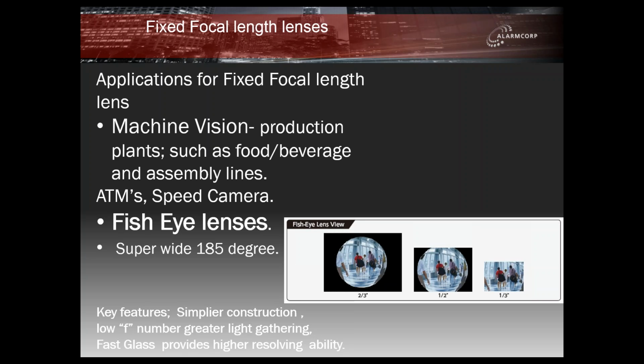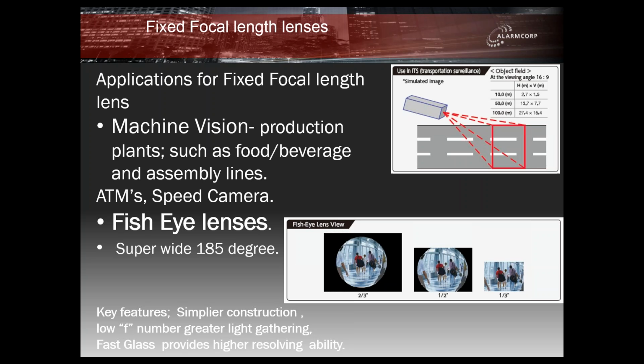Fujinon developed the world's first 5 megapixel 185 degree lens. These are effective in blind spot free, wide area surveillance, such as subway entrances and shopping arcades. Next one.